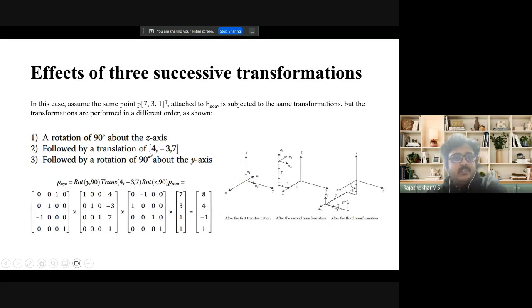So what happens when three successive transformations happen? A rotation of 90 degrees about z, followed by a translation of 4, minus 3, 7, followed by a rotation of 90 degrees about y. So what happens here is rotation about z, translation, and the rotation about y. So these are converted into matrices and they are multiplied, and we want only the position. The position of the initial point is given. This is the point, and we try to find out the final position. So 8, 4, minus 1 is the final position. Okay, do you have any doubt on this?